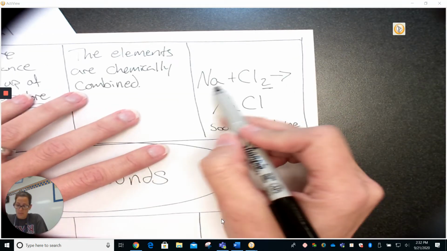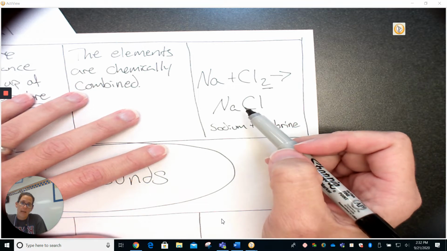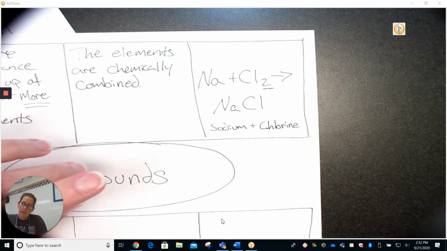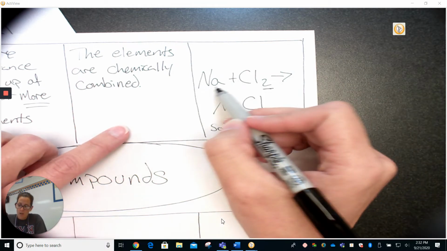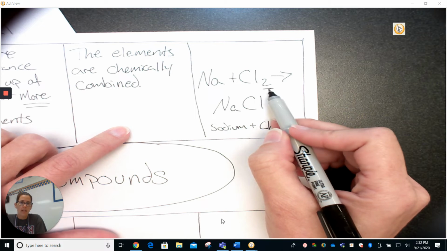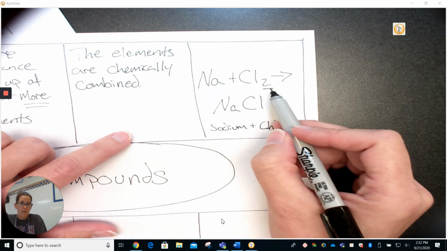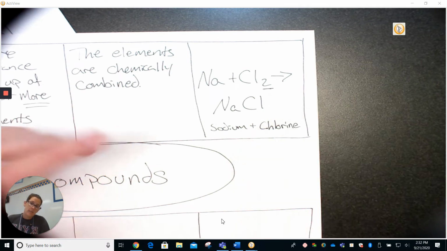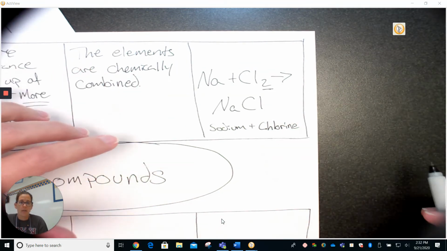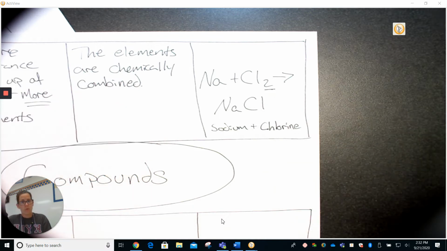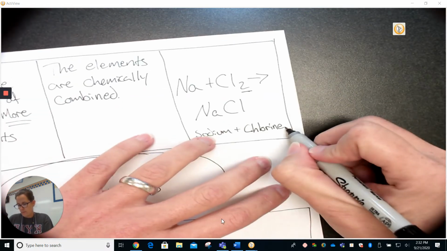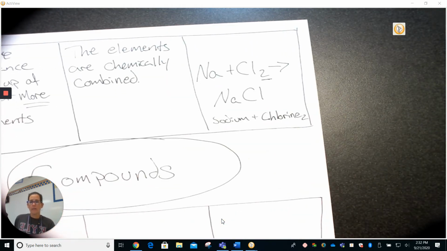And then this number 2 right here means that there's 2 atoms of chlorine. So if there's no number there by it, you just automatically know that there's only 1. We don't have to write that there's 1 because there's not a number there. We just automatically know that there's one of those and 2 atoms of chlorine. Whatever this number right here is, that would be how many atoms of chlorine are in this compound. Okay, so we've got sodium and 2 atoms of chlorine.